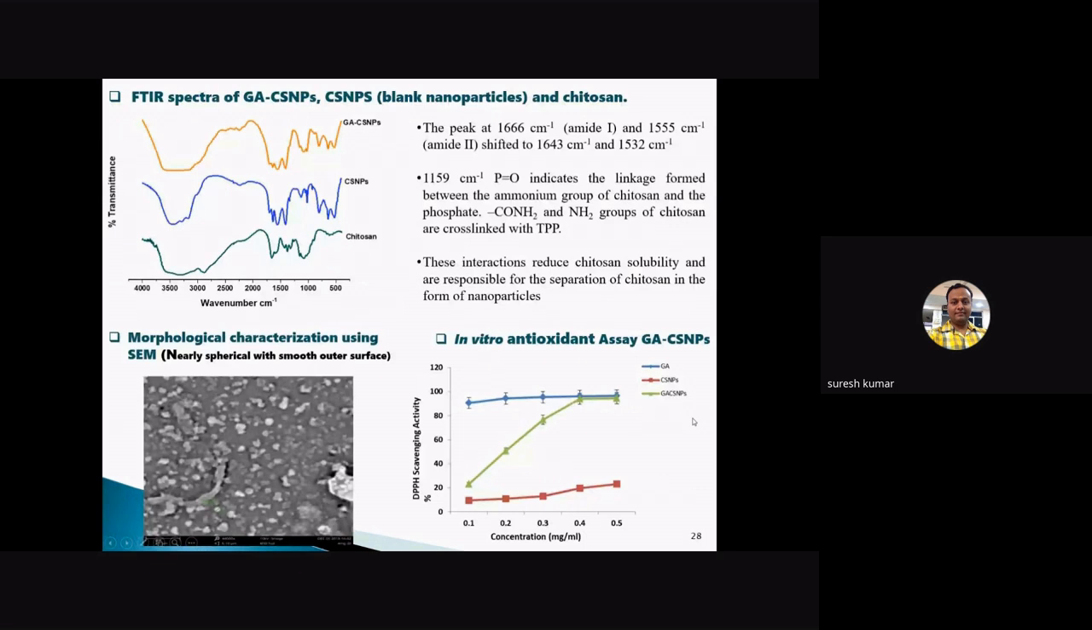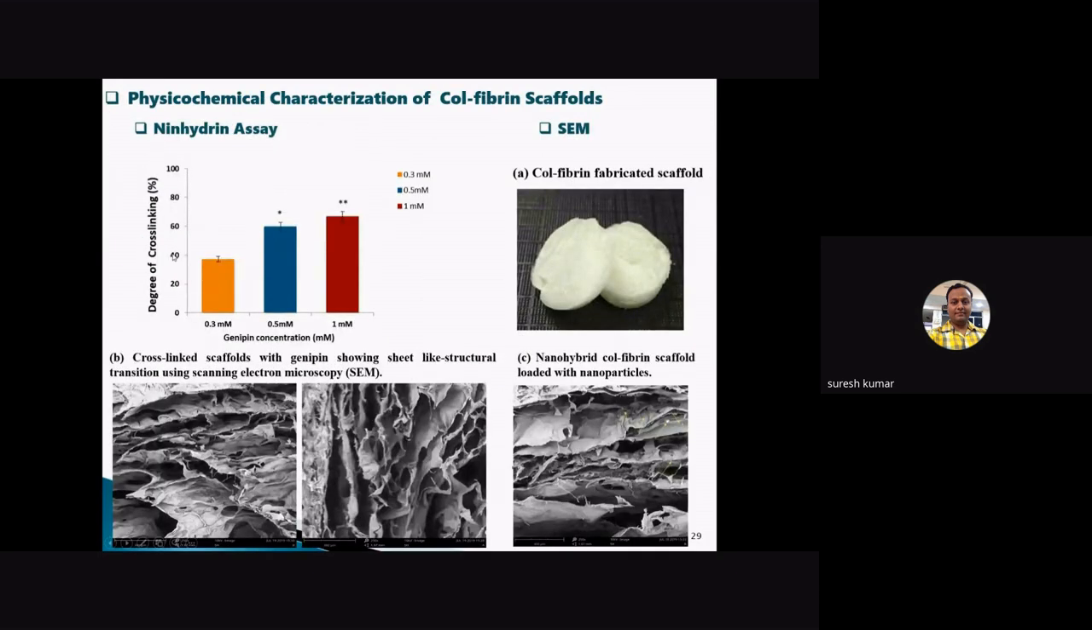Based on this, we further move to the Fourier transform infrared spectroscopy analysis, called FTIR, of these different compounds: CSNP, chitosan, and GaCNP. These different analyses will give the different functional groups, which give an idea whether our prepared component is chemically stable or not. A lot of chemistry is involved, and we don't want to talk much about this, because these interactions reduce the chitosan solubility and are responsible for the separation of chitosan in the form of nanoparticles. This group is very important for us. It should not vary as compared with our individual group.